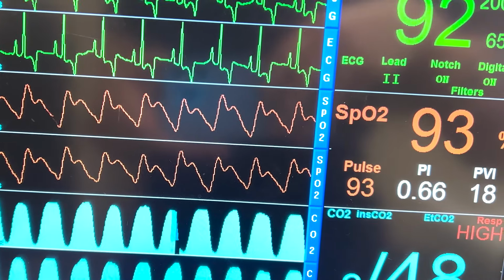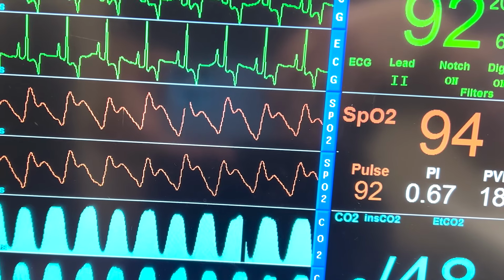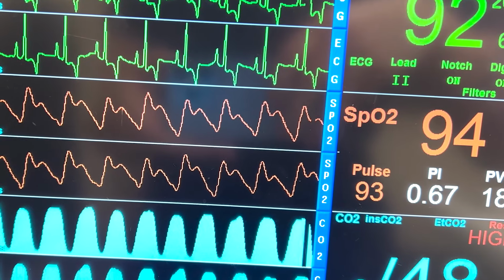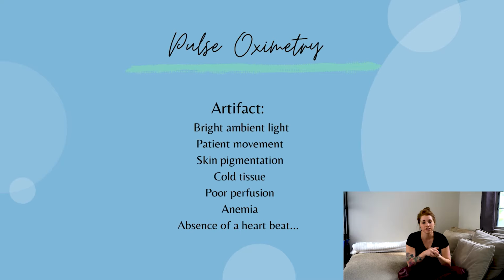Now, the downside of the pulse oximeter is that they are extremely prone to artifact. The things that will interfere with your pulse ox reading are patient movement, skin pigmentation, increased ambient light, poor perfusion, anemia, cold tissues. The list kind of goes on and on.